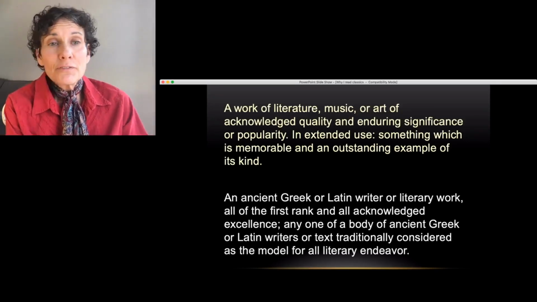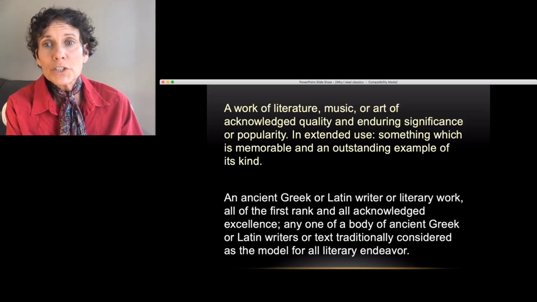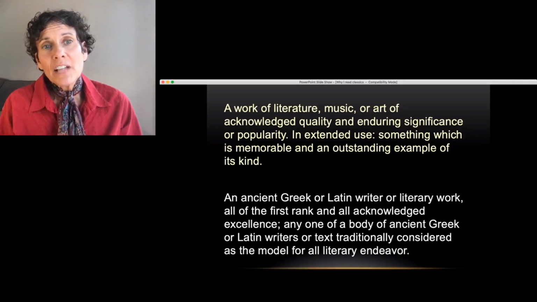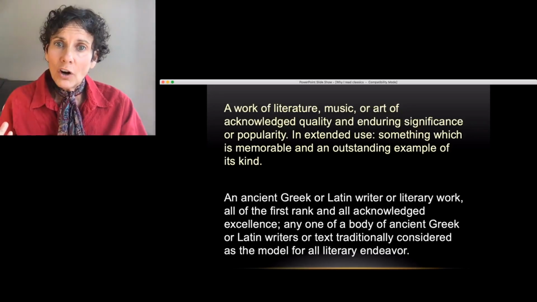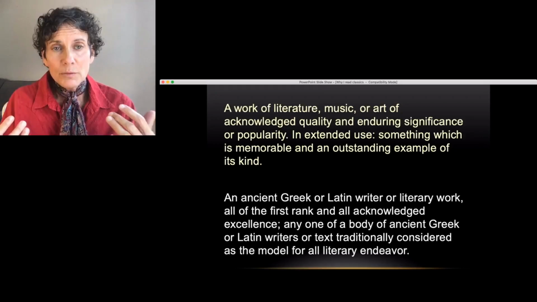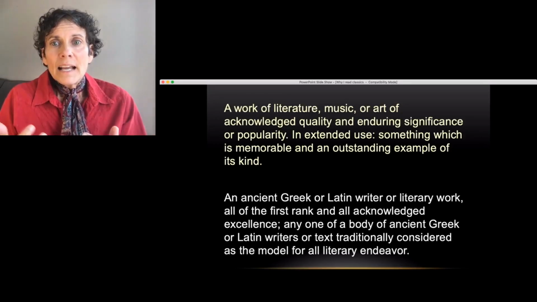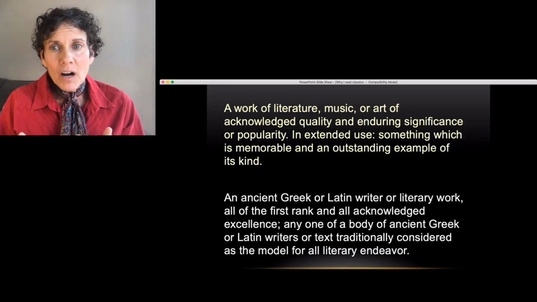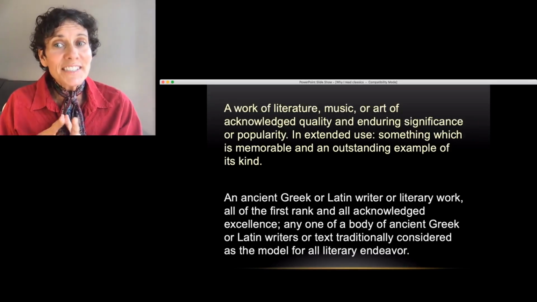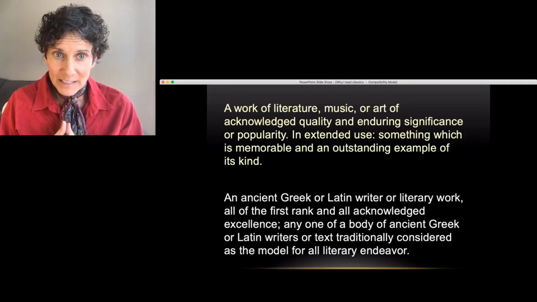Another definition from the OED, a work of literature, music, or art of acknowledged quality and enduring significance or popularity. Now we're getting more. We're seeing that the classics come from literature, music, or art. Now, literature is going to be used in a very broad sense, and we'll come back to that. And again, we're seeing some of the same concepts, enduring significance. In extended use, something which is memorable and an outstanding example of its kind.